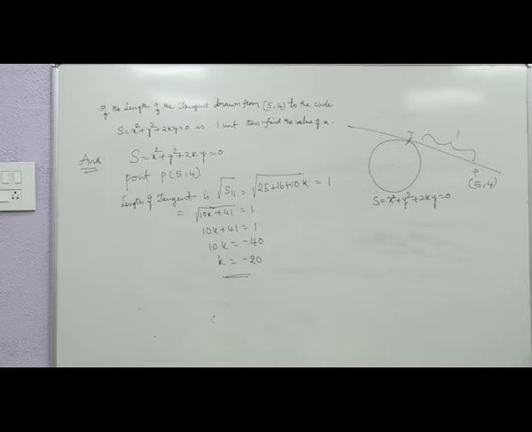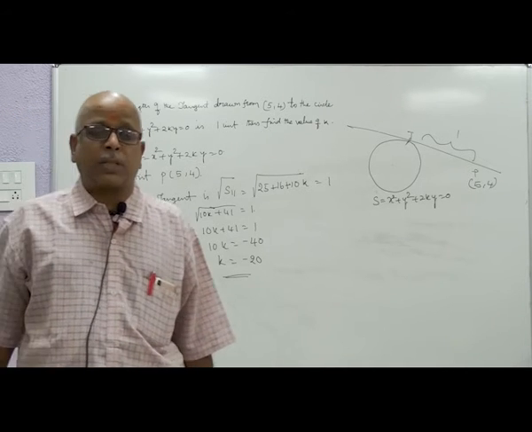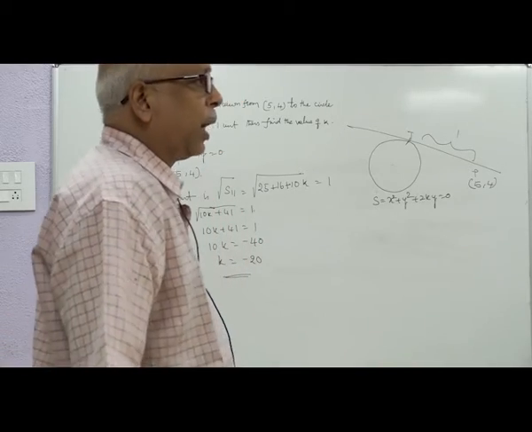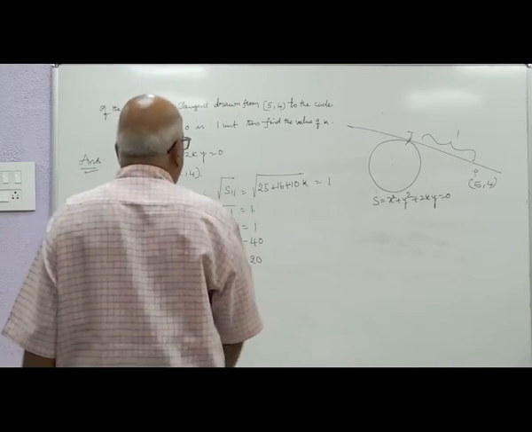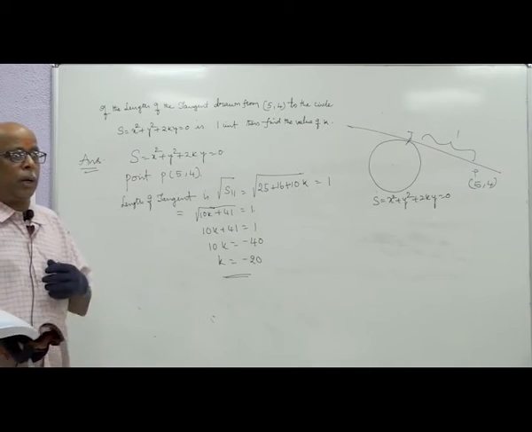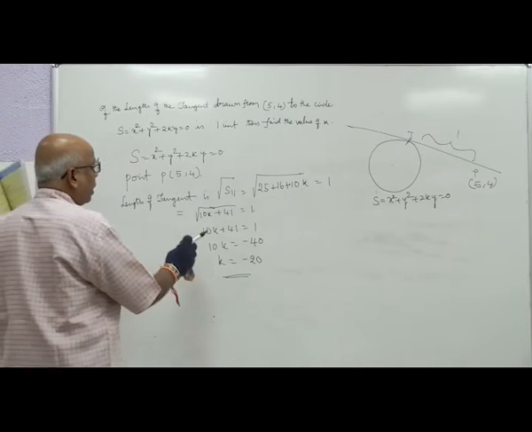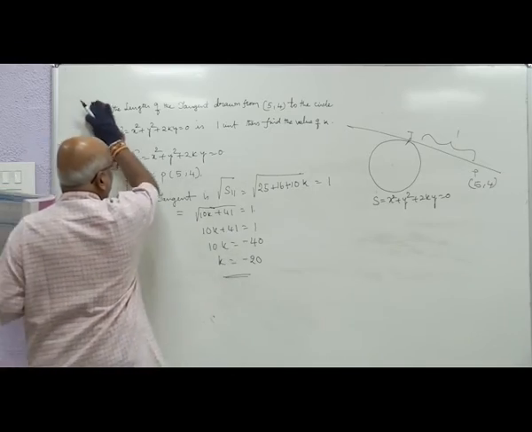When length of the tangent is given, equation is given, point is given, to find out the unknown value, that is k, we have taken up and applied the formula root S11 for length of tangent, and we equated that to the given length. Finally, we got the unknown value k, which is nothing but minus 20 in the present problem.